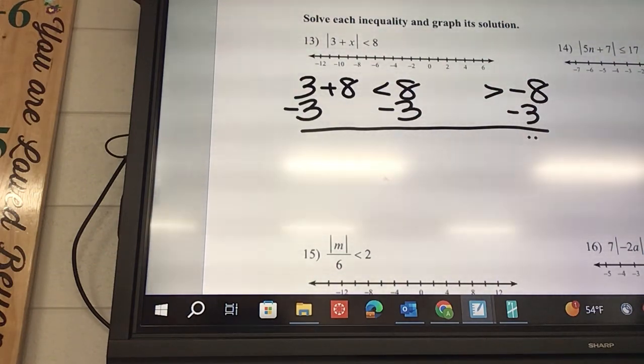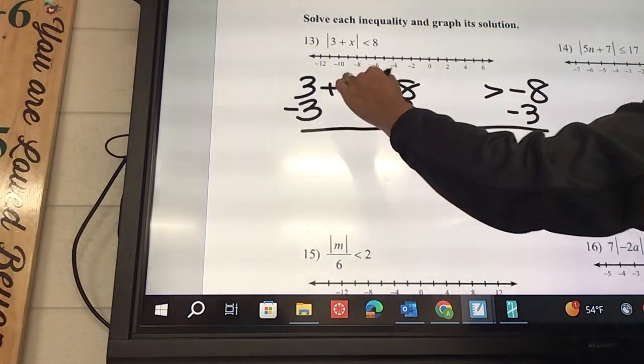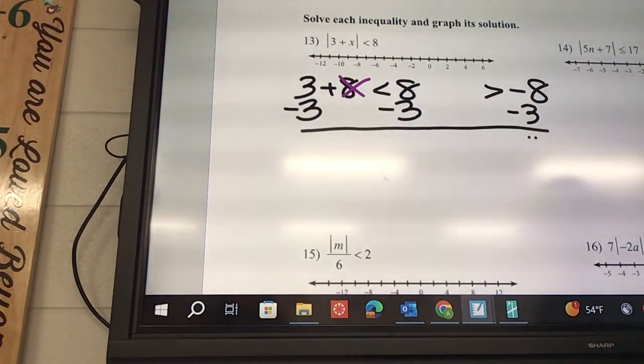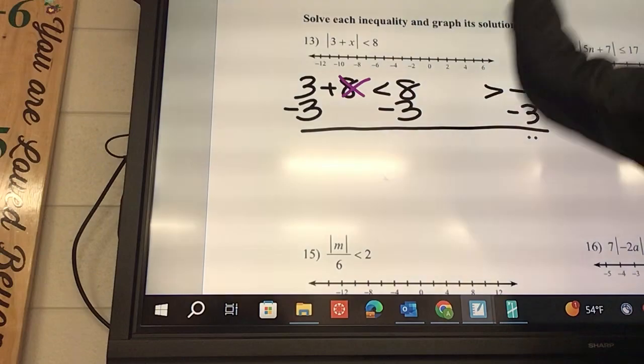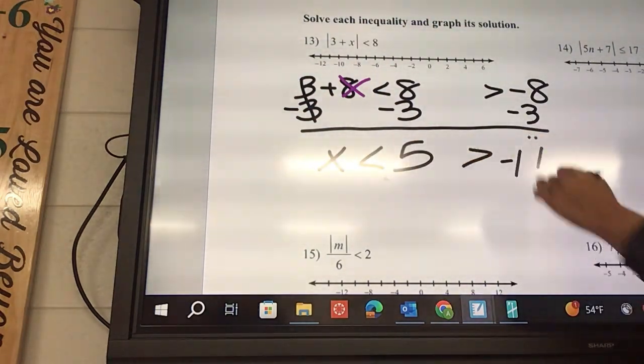Oh, you forgot the bars. Nope. Where's my mistake? Where's my X? What'd I write instead? Just the 8. Oh, 8. I don't know what I was doing. That's supposed to be an X. 3 plus X. I did the same thing. Did you? That's fine. Okay, so I'm going to have X, and I'm going to get a 5 and a negative 11.